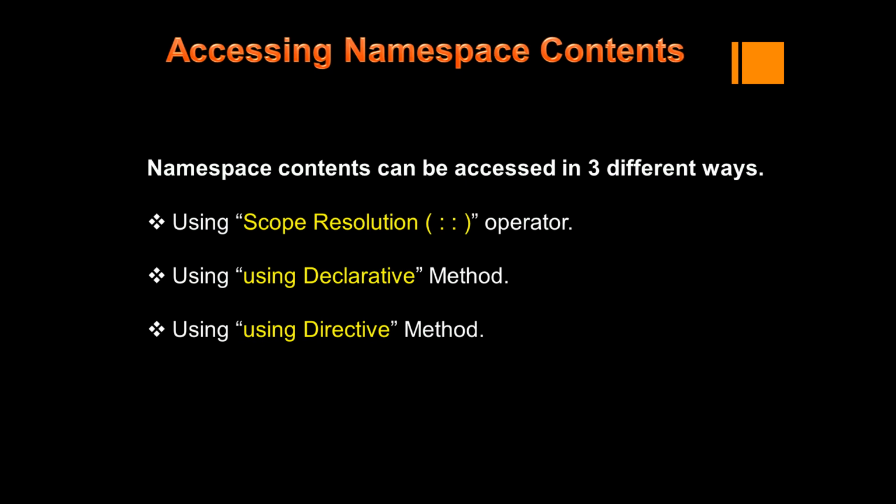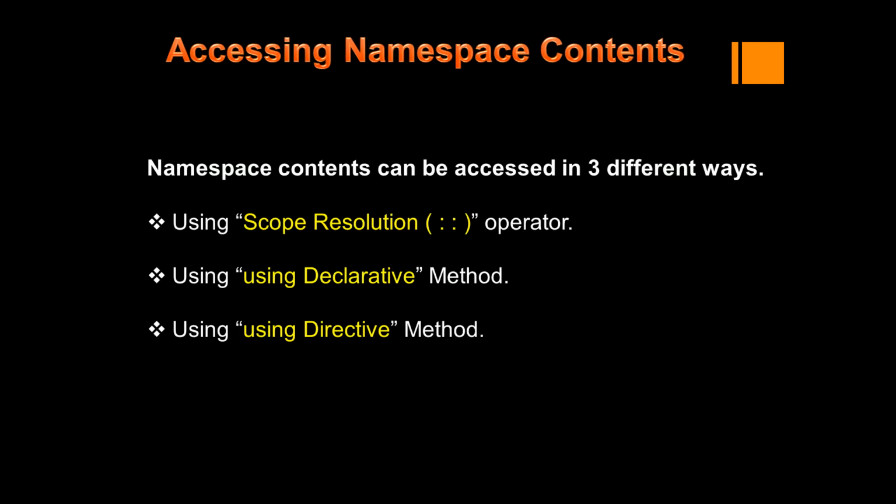In the last session we discussed that namespaces are names given to globally declarative regions. But how can we access those globally declarative regions which are present inside a namespace? These global declarations may be functions, a class, a variable, a structure or an enum. All these global declarations we can place inside a namespace. Now how do we access those namespace contents?